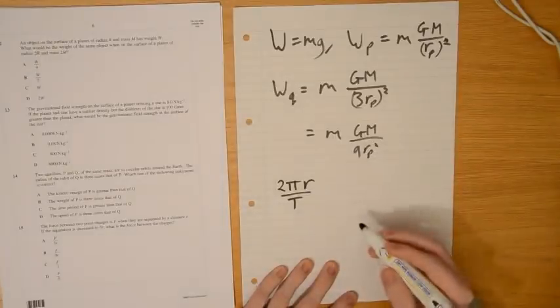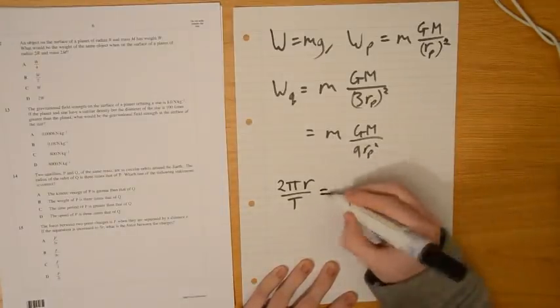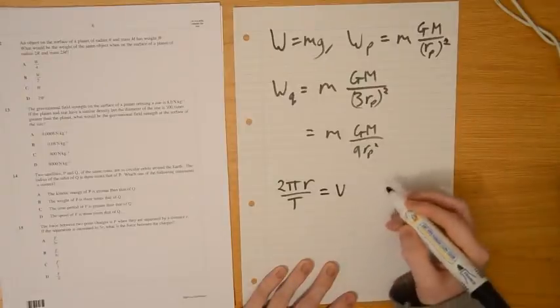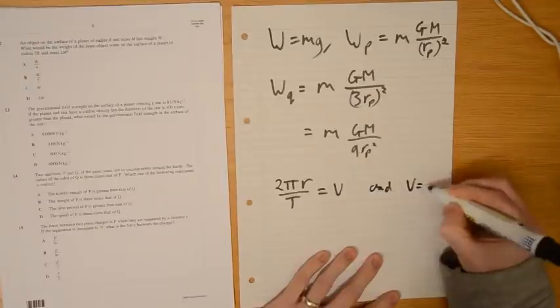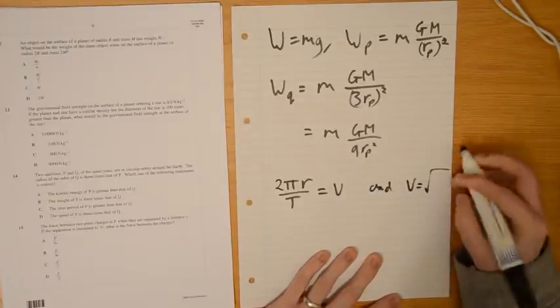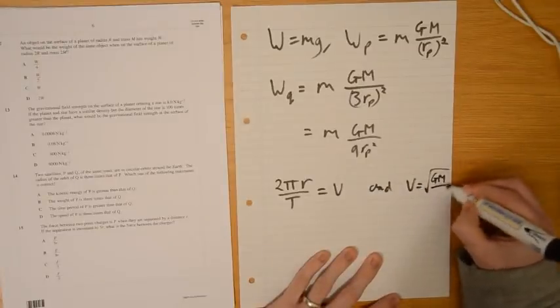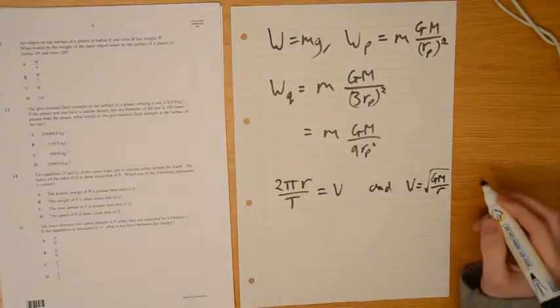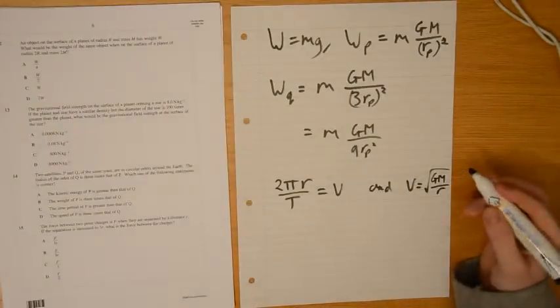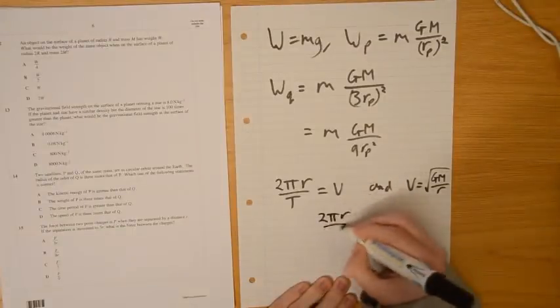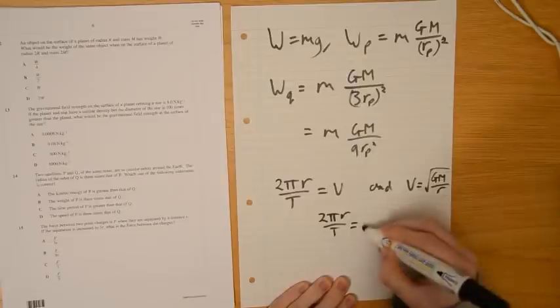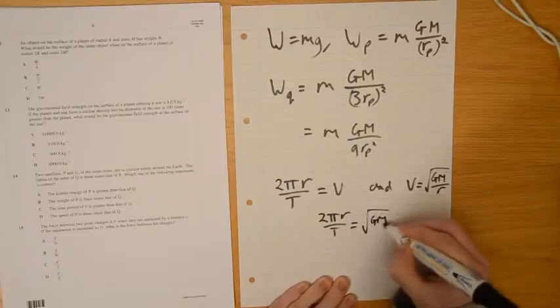That's the velocity of an object in circular motion, so that's going to be equal to v. We also know from earlier that v is equal to root GM over r, as we showed in the last video. So we can put these two things together and we have this equation where 2 pi r over capital T is equal to root GM over r.